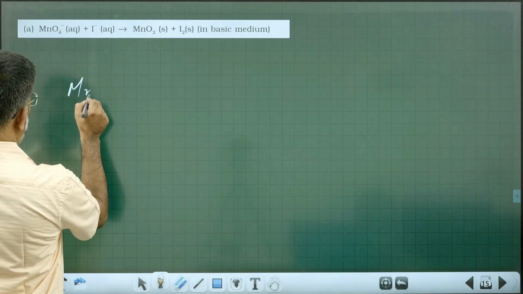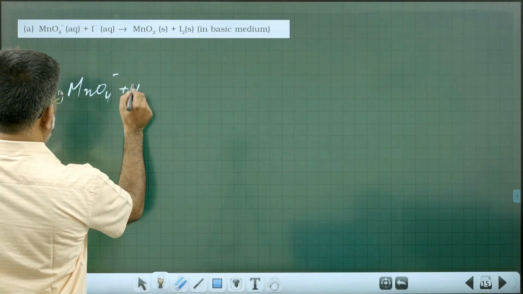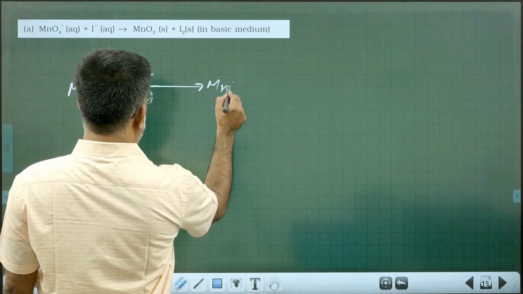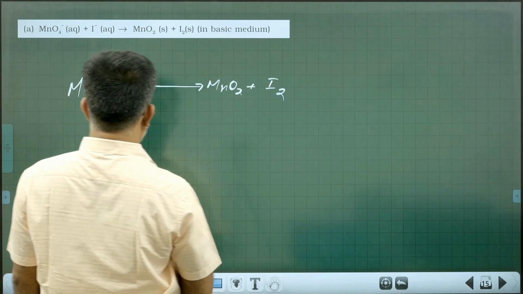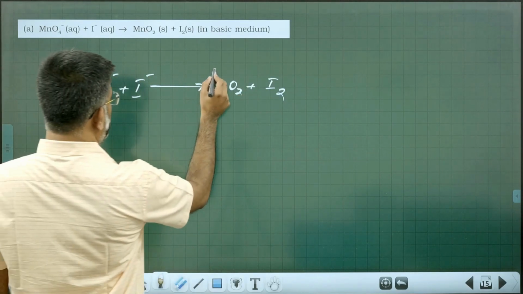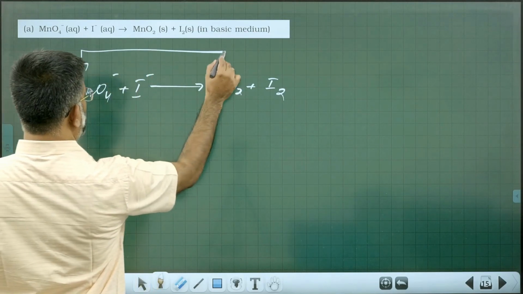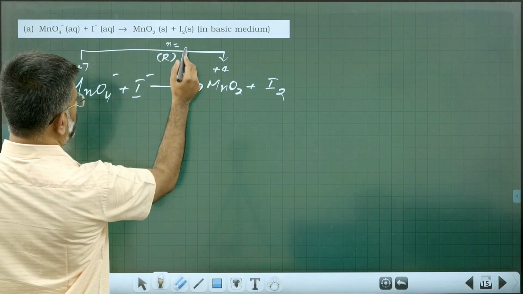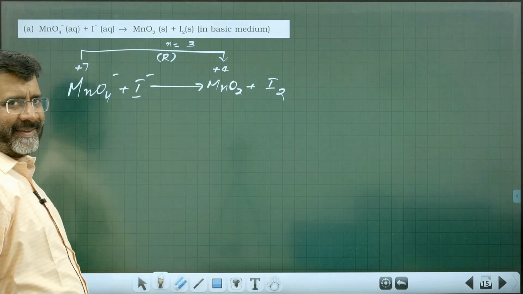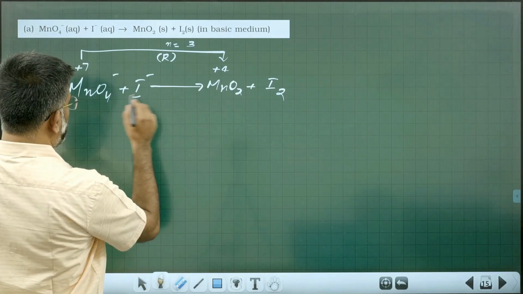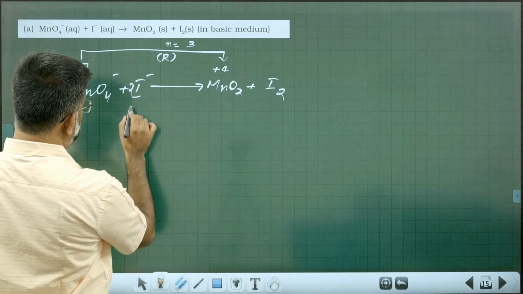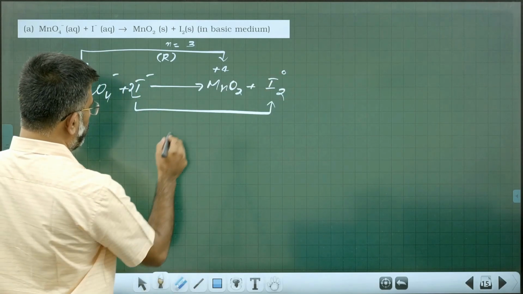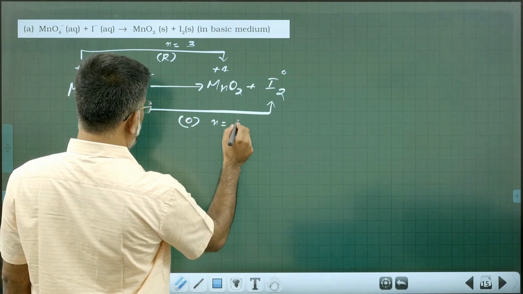So it is MnO4 minus plus I minus giving MnO2 plus I2. So here manganese plus 7 reduced to plus 4. This is reduction, and the N factor, simple to understand, 7 to 4, it is 3. Now, I minus converted to I2, naturally you can give 2I minus. 2I minus can only give you I2. So I minus to I2 zero, that is oxidation, N factor will be 2.